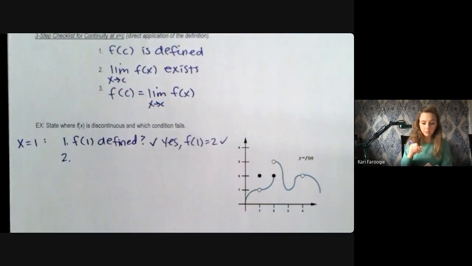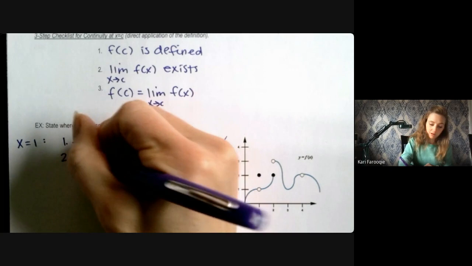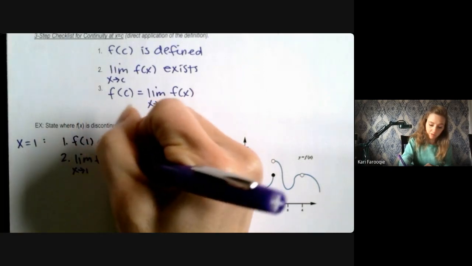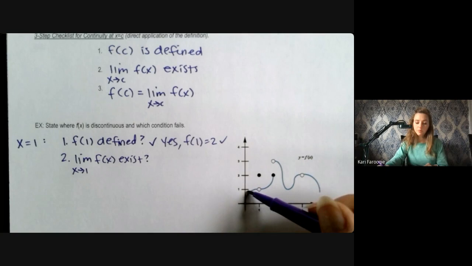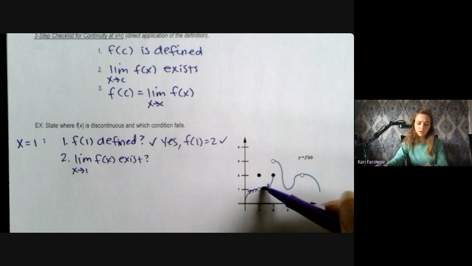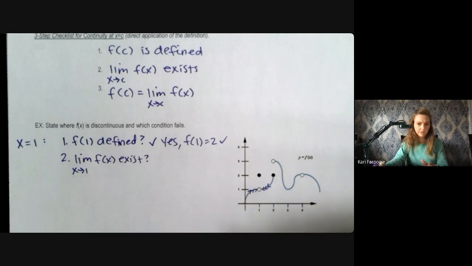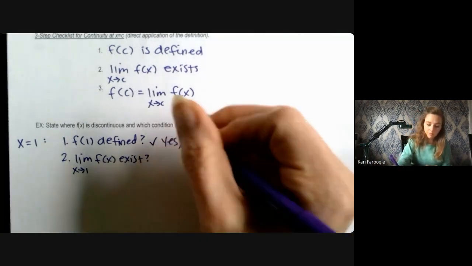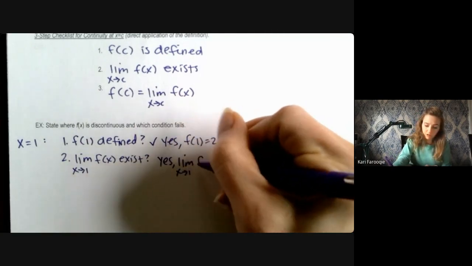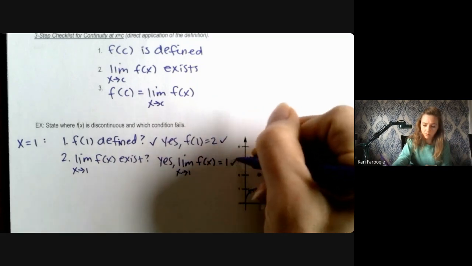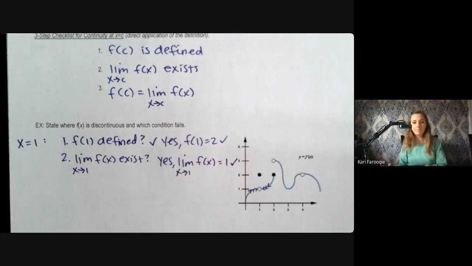The second one would be, does the limit as x approaches 1 of f of x exist? So you're looking at this graph and you're like, all right, well, as I approach 1 from the left, yeah, the limit is 1. And as I approach 1 from the right, yeah, the limit is 1. The y values approach 1. Yes, the limit as x approaches 1 of f of x equals 1. Check. Okay, so what's the catch?